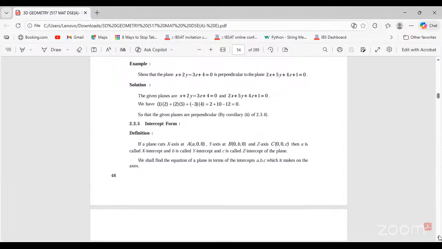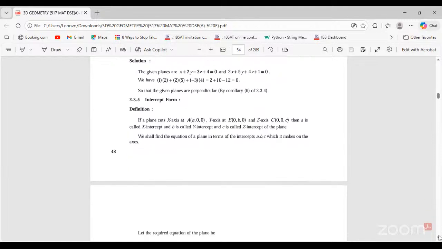This is the concept of angle between two planes. We discussed the general equation of a plane, that is ax plus by plus cz plus d equals 0, where a, b, c are coefficients of x, y, z respectively, and all are not equal to 0. That means the condition a square plus b square plus c square is not equal to 0. d is a constant term.